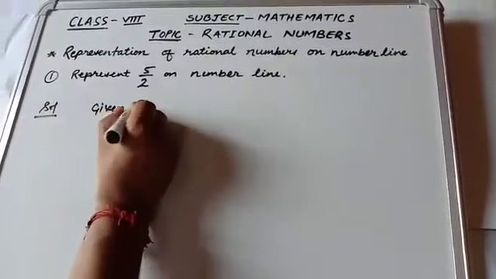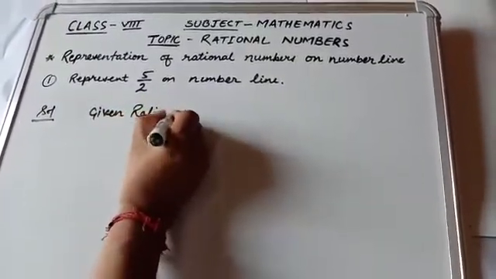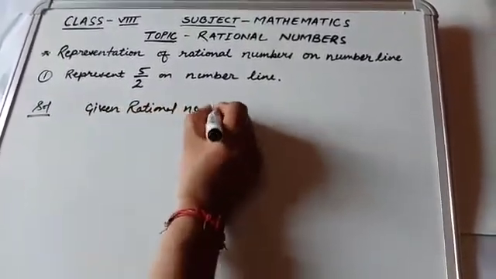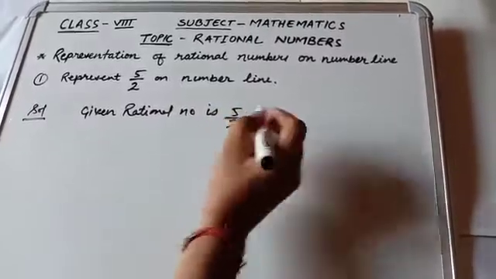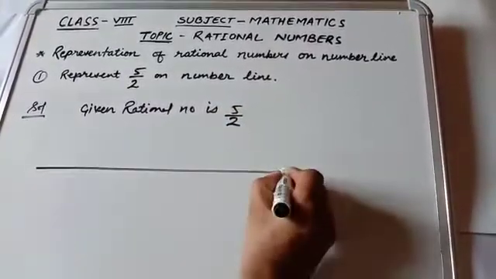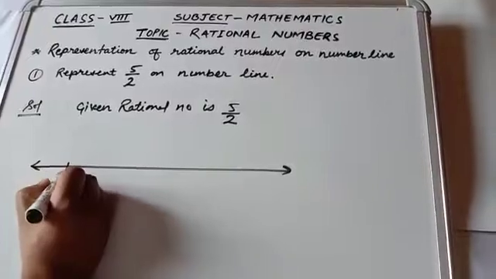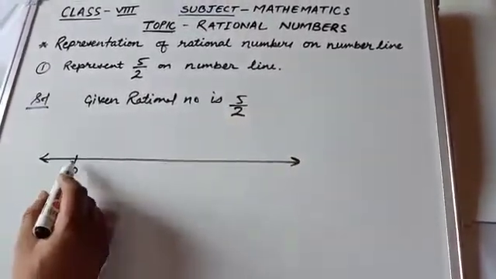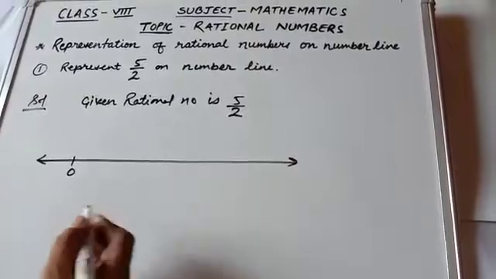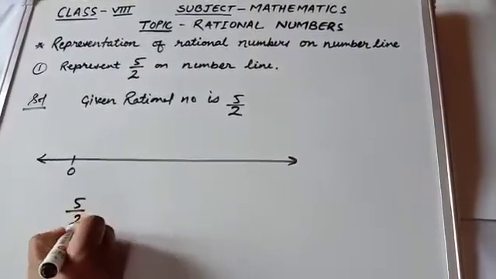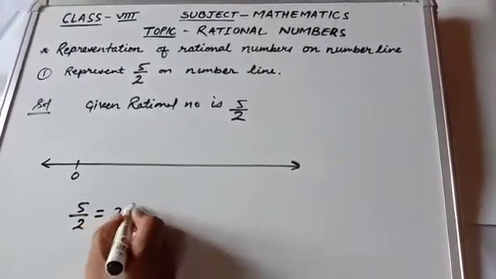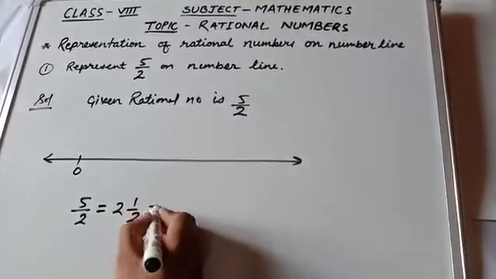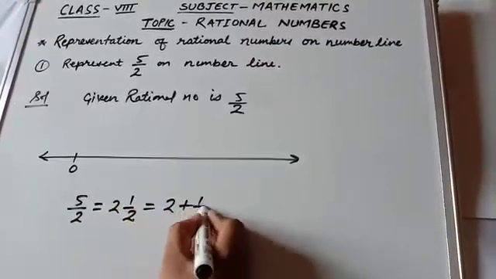Given rational number is 5 by 2. So we will just draw a number line. We will put 0 here because this number is a positive number. So this number lie on the right side of the 0. So look at 5 by 2. If we divide 5 by 2, we get 2 whole 1 by 2. That means 2 plus 1 by 2.